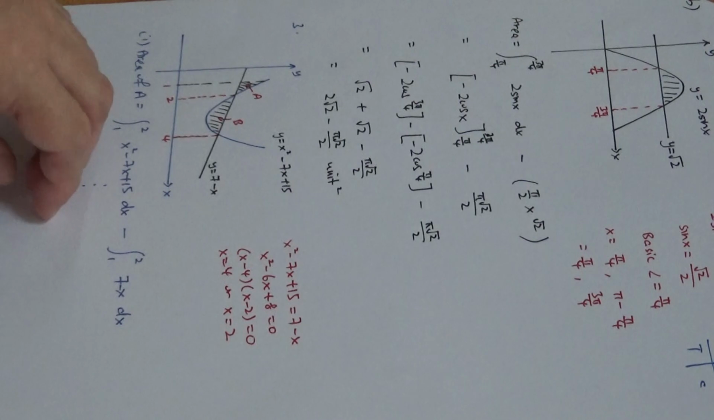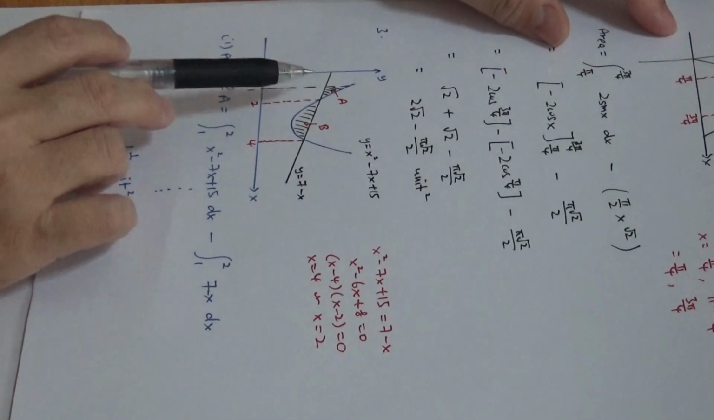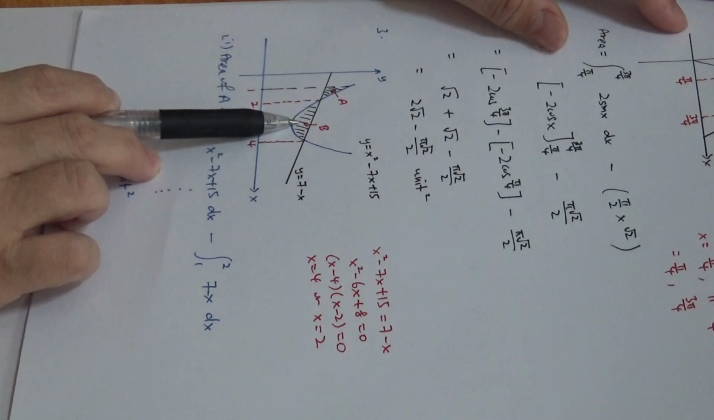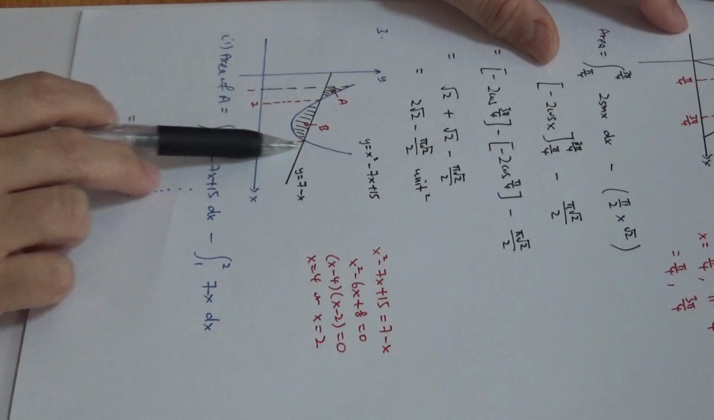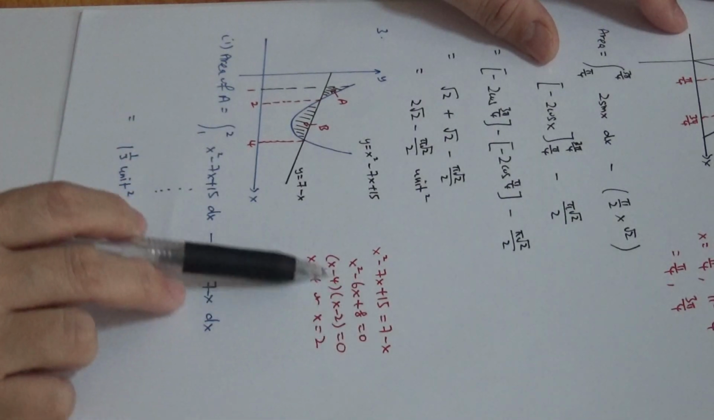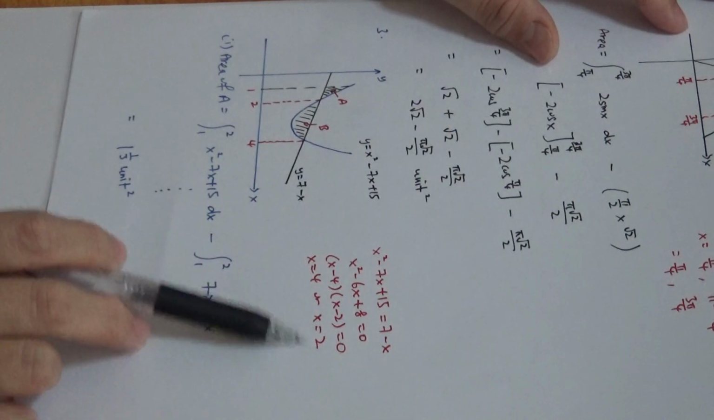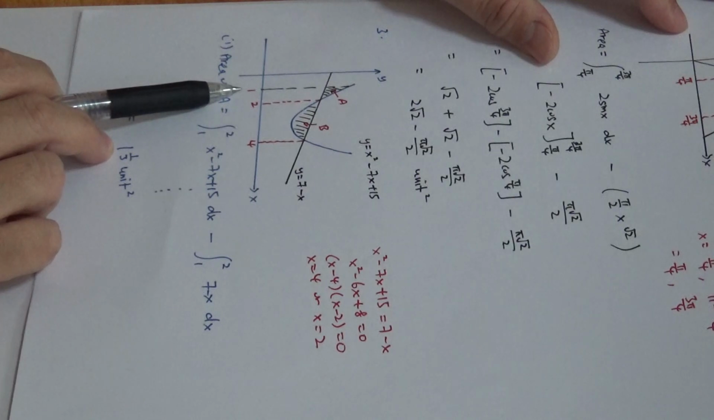Okay, now we move on to question number 3. They want to find the area of A and the area of B. Now before I do that, I need to find the coordinates of these 2 points of intersection first. So I equate these two equations. I will find x equals 4 and x equals 2. That means this is 2 and this is 4. And in the question, they already told you this is 1.